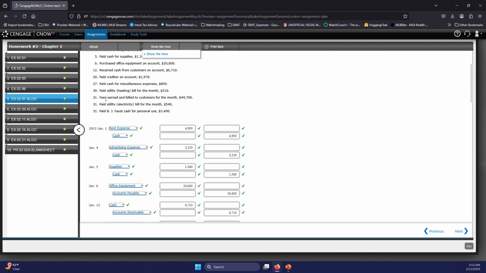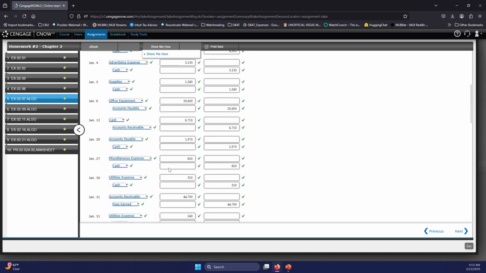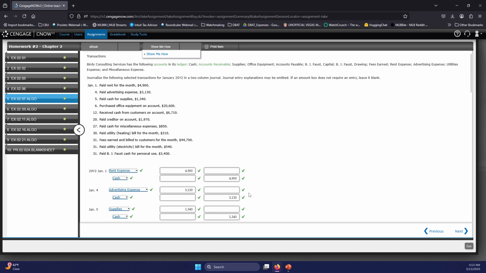Now, if we looked at fees earned, right? Fees earned and billed to customers for the month, $44,700. This is what an accounts receivable transaction would look like when we're not receiving the cash yet. So accounts receivable, we debited for $44,700 and we credited fees earned for $44,700. So that's essentially what that would look like. And you'll have problems like this throughout your homework. And Tell Me More will also help you get through them. But that is the essential of what you're going to need to know for Chapter 2 here.